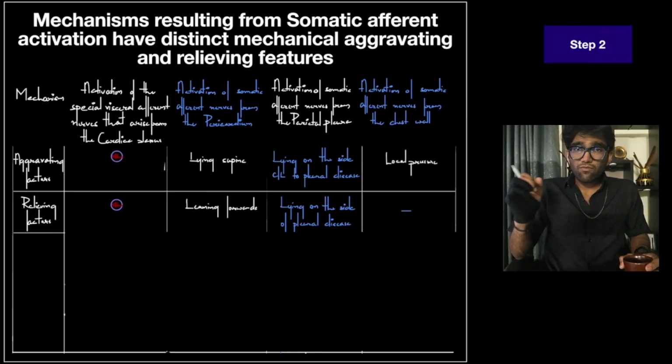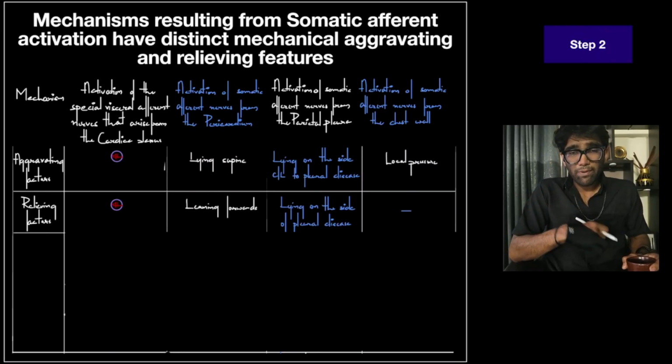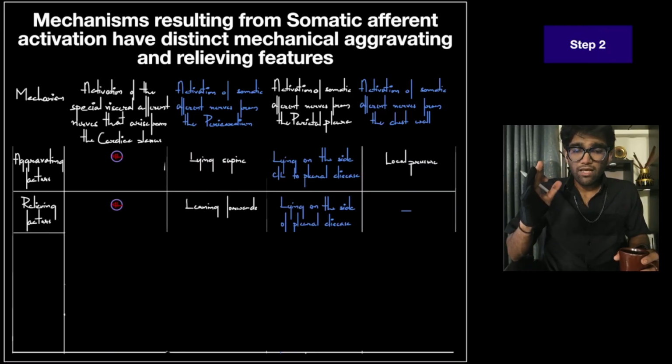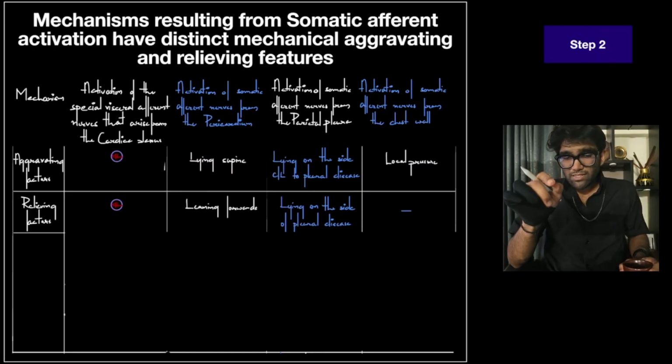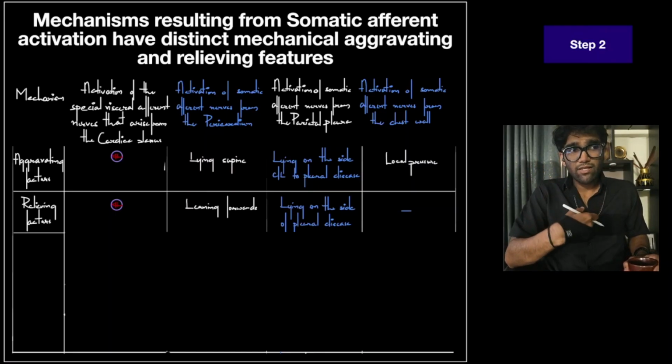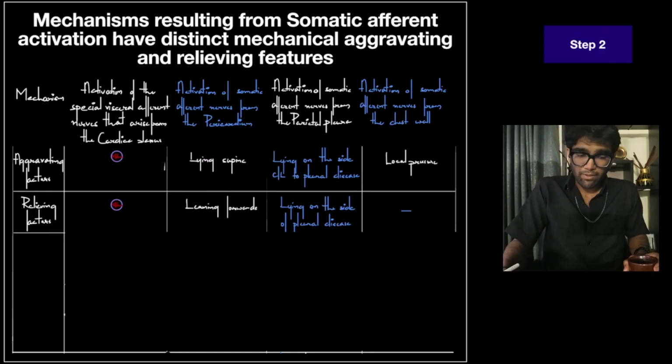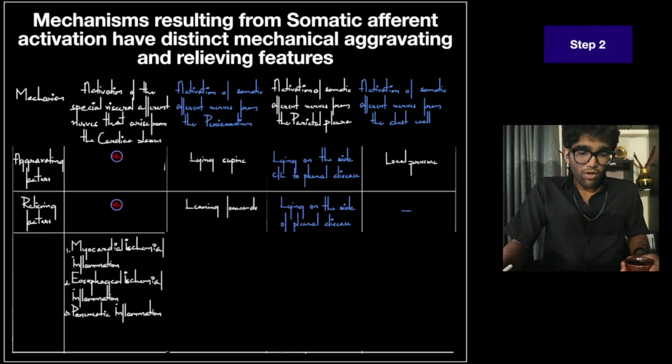Similarly, if it is arising from the chest wall, just applying local pressure to the chest wall makes the pain significantly worse. So local pressure to wherever the patient says the pain is coming from, you press there, the patient will wince, the patient will have pain. Now, what might be the cause of this kind of activation?